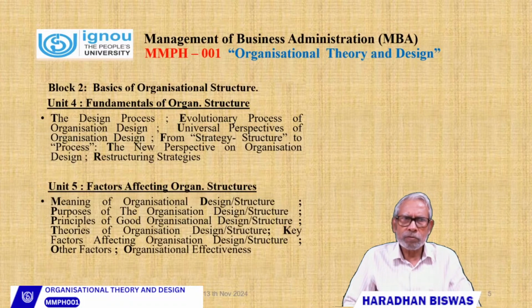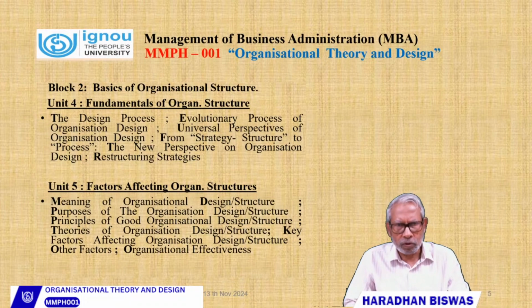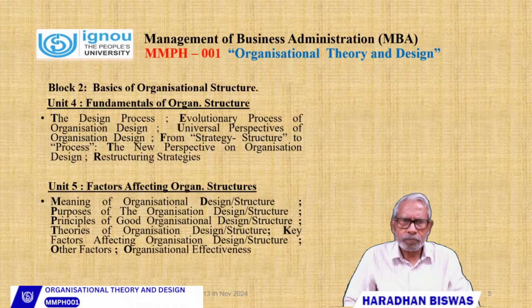There is a design process that we have to see. Then the evolutionary process of the organizational design, how it has come and from where. And then universal perspectives of the organizational design. Then from strategy to structure and process. There are 3 stages: first strategy, then structure, then process. So that part we have to see. The new perspective on the organizational design and restructuring of the strategies. So this unit number 4 is basically talking about your organizational structures.